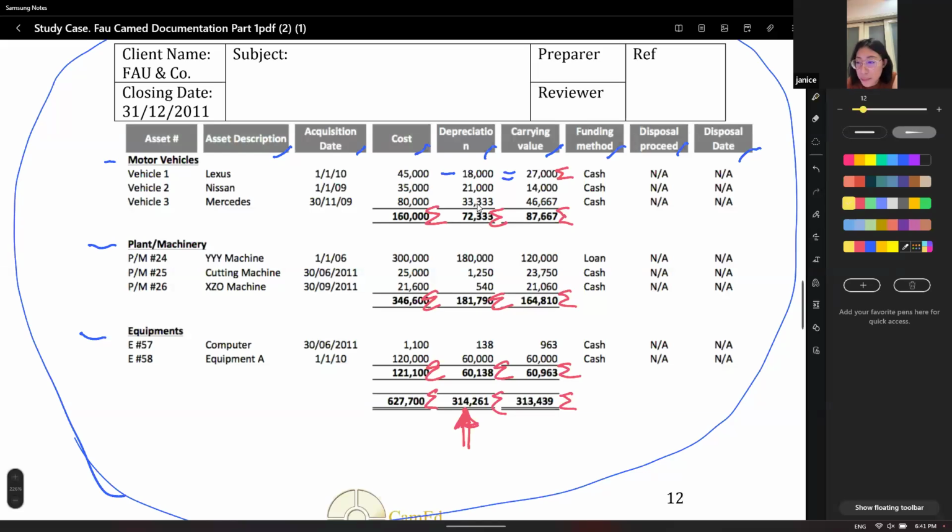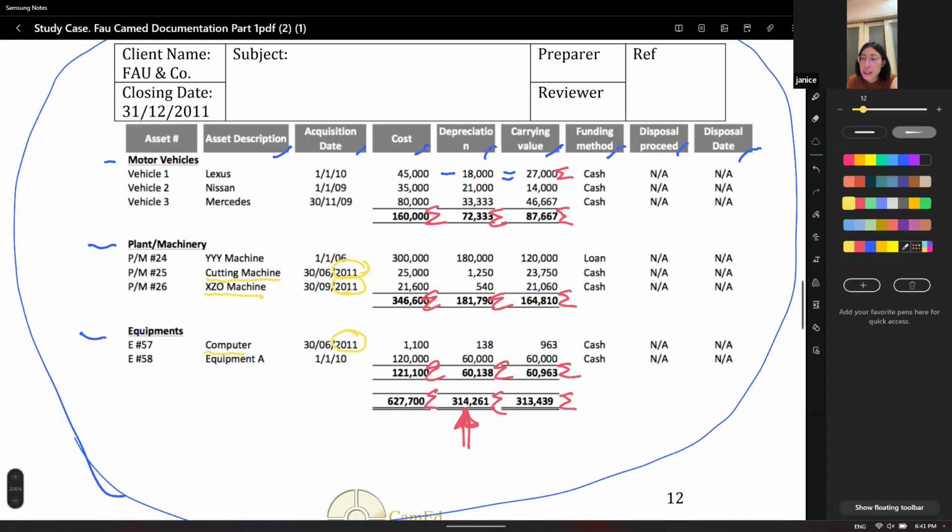The cutting machine. Yes, very good. The cutting machine, it's bought in 2011. The Exio machine, it's bought in 2011 as well. And the computer. Very good, Minghui. Excellent. All right. Okay, so we bought three new items during the year. So we will need to do extra work on these three items afterwards.